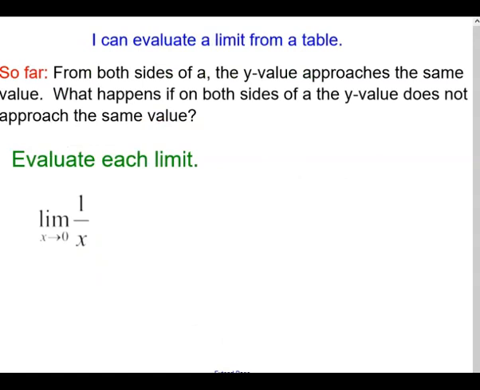Okay, so far from both sides of A, the y value approaches the same value. It approached 4, it approached -3, etc. What happens if on both sides the y value doesn't approach the same value? Okay, so let's say we have something like this.